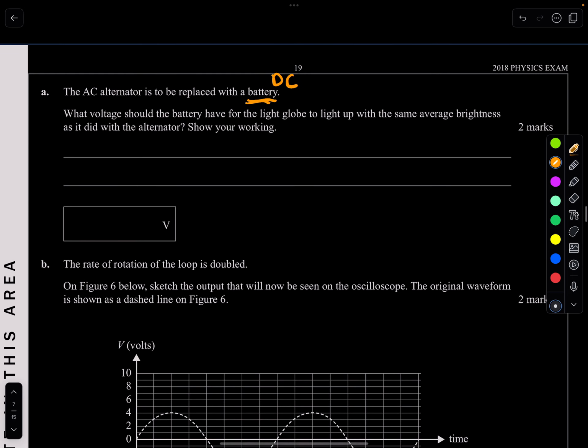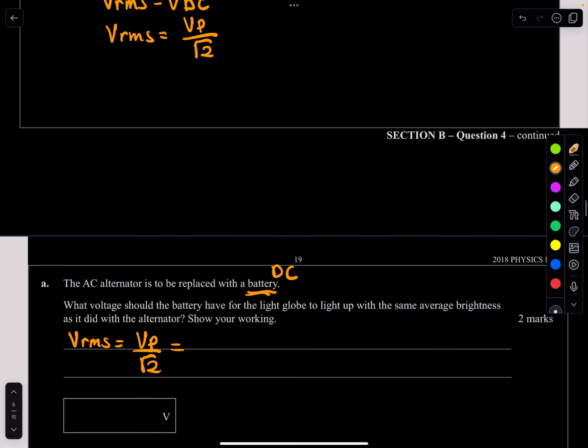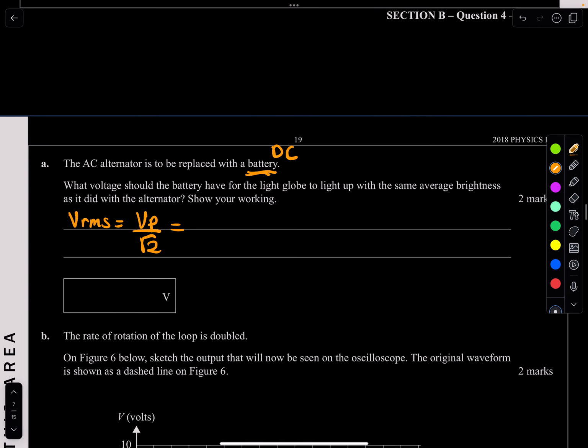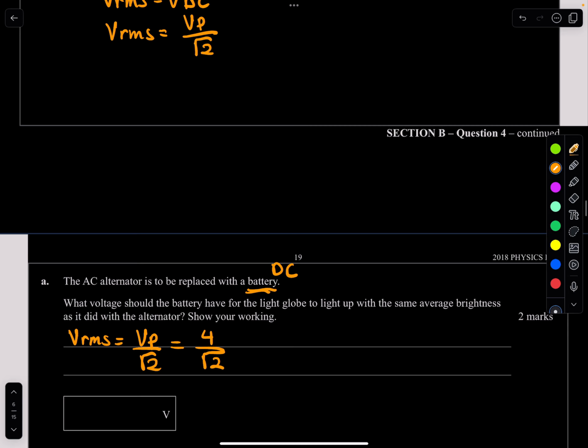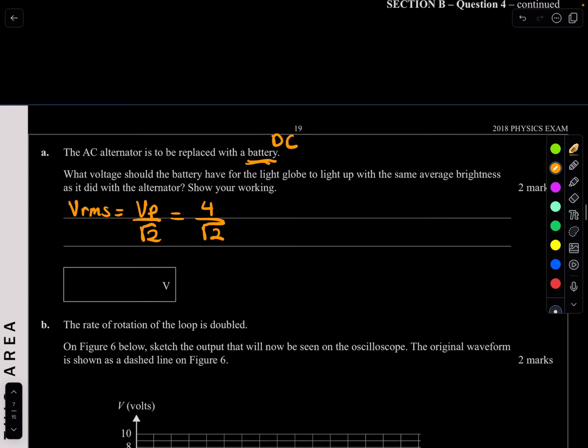So let's write that down. Voltage RMS is equal to voltage peak over root 2. Your voltage peak we got was 4. So 4 over root 2. And so, yeah, that's it. Let's put that on our calculator. 4 over root 2 gives me 2.8 pretty much.